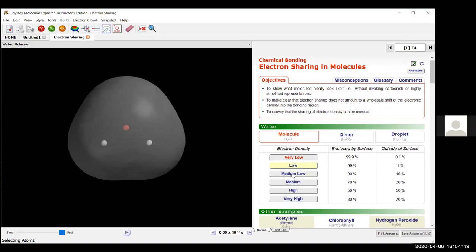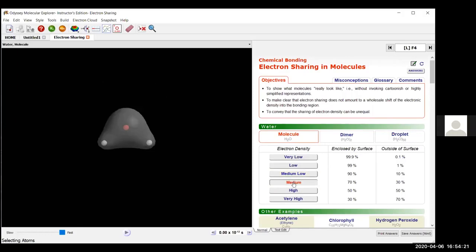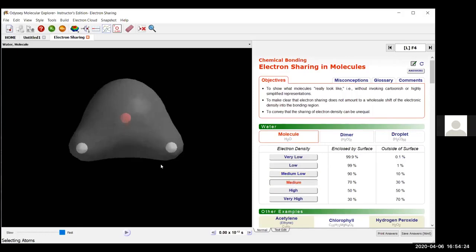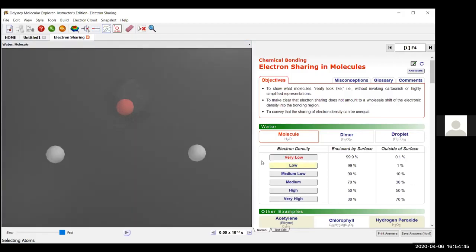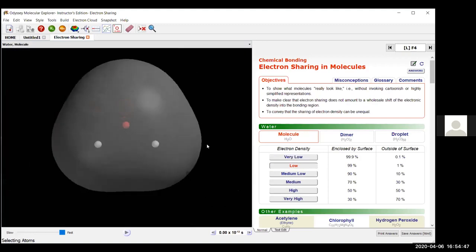If I go to 70% only included, now I get this shape. If I go to 30%, there's only density on the oxygen. There's nothing left here for the hydrogens. This is what you would see in an X-ray diffraction experiment, where you can only see the heavy atoms. You wouldn't see the hydrogens. So these models here were pre-calculated with Spartan, the other program, and they are automatically loaded into ODYSSEY, and you can just pull them up.